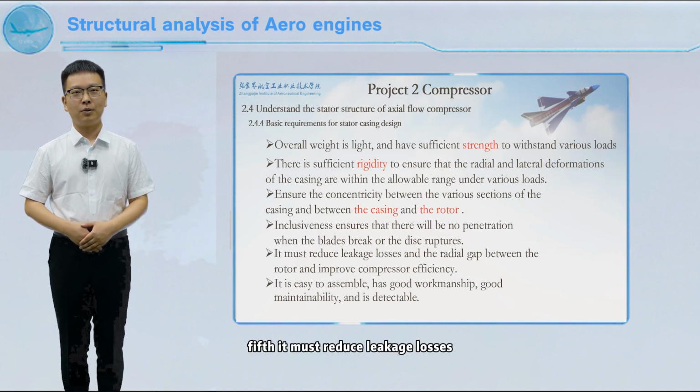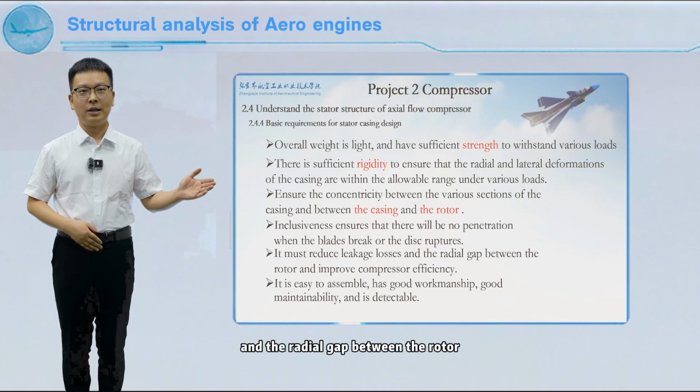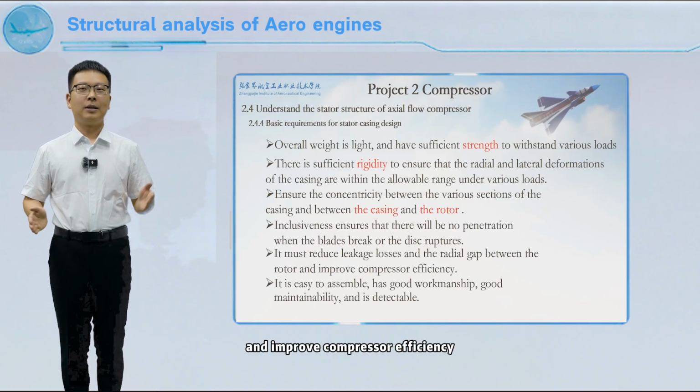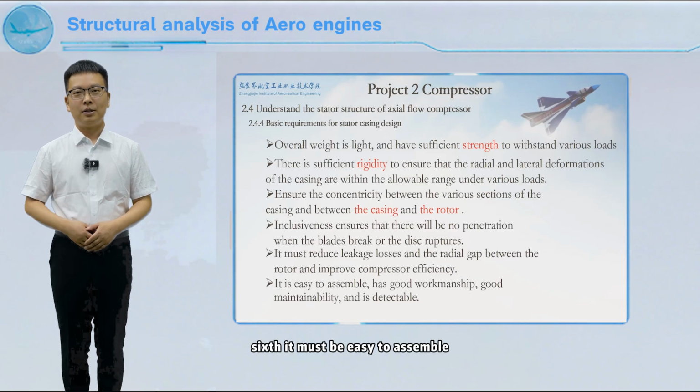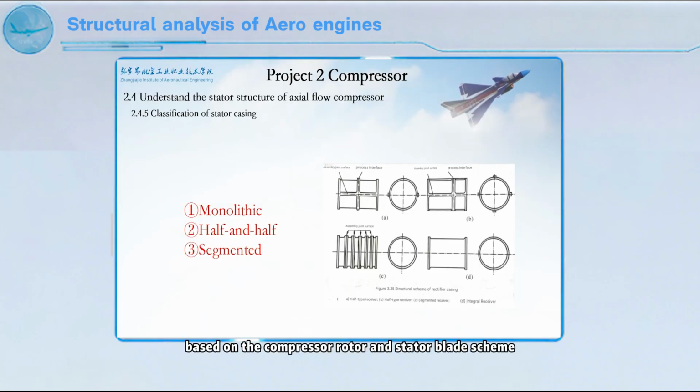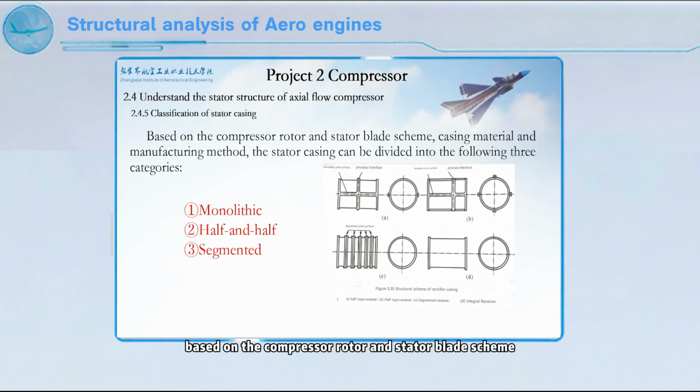Fifth, it must reduce leakage losses and the radial gap between the rotor and casing to improve compressor efficiency. Sixth, it must be easy to assemble, with good processability, good maintainability, and detectability, based on the compressor rotor and stator blade scheme, casing material, manufacturing method, and stator casing design requirements.